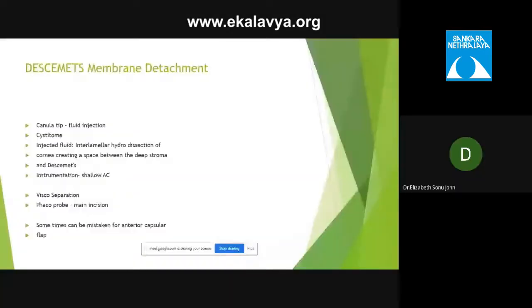Another thing is intralamellar hydrodissection of the cornea, which creates a space between the stroma and the Descemet's. The other factor is a shallow AC. If the AC is shallow and you try to go in with instruments, you can cause DM stripping. So always make sure the AC is well formed when you go in with instruments, because the instrument itself can cause a DM tear. Another thing is viscoelastic operation. This has happened in ECCE.